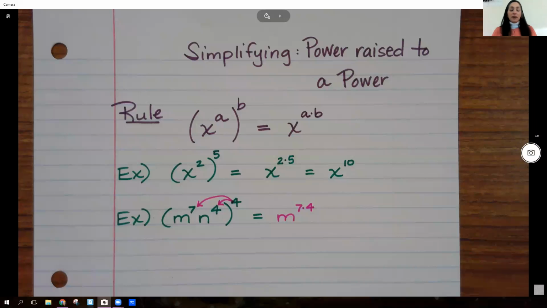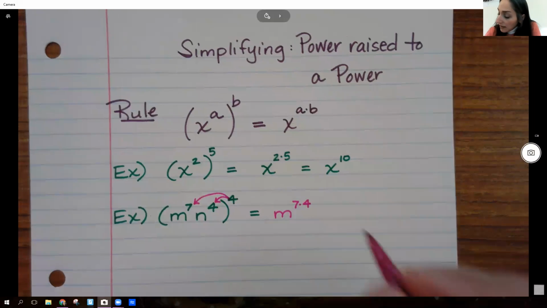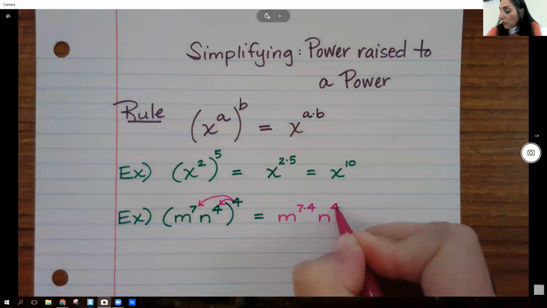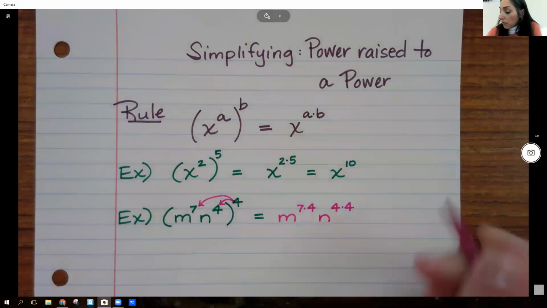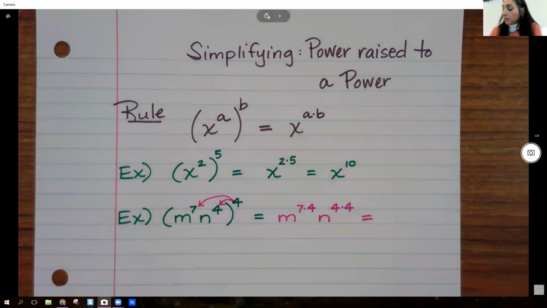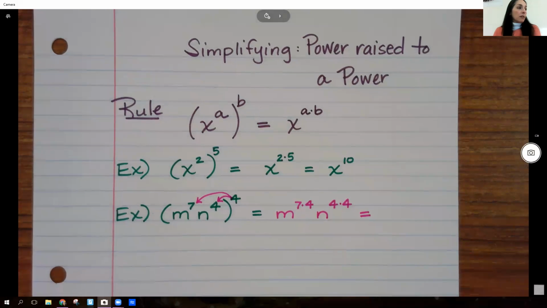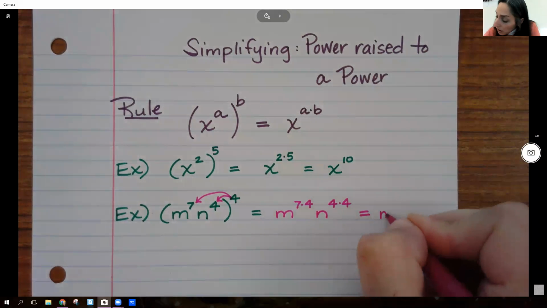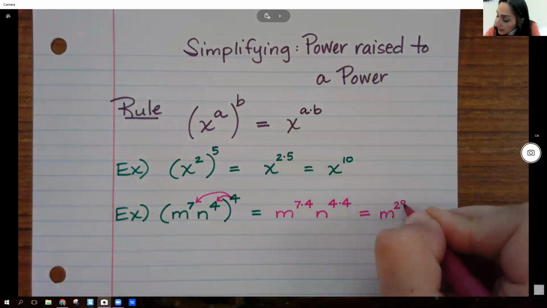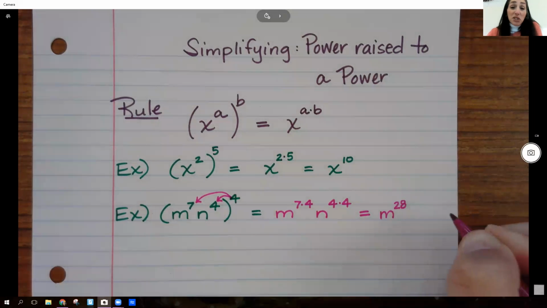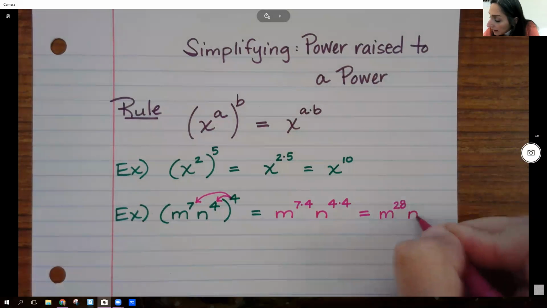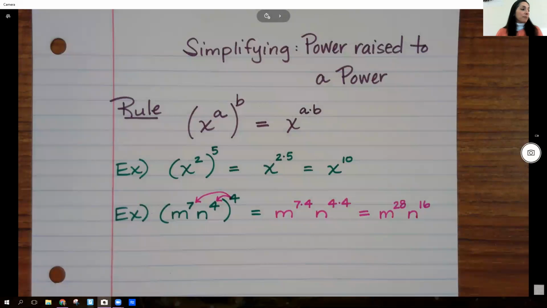Okay, all right, here we go. And then the next one is going to be n to the 4 times 4. So 7 times 4 is 28. So sometimes you get big numbers for the exponents, and that's fine. And then n to the 16th, and that's your answer.